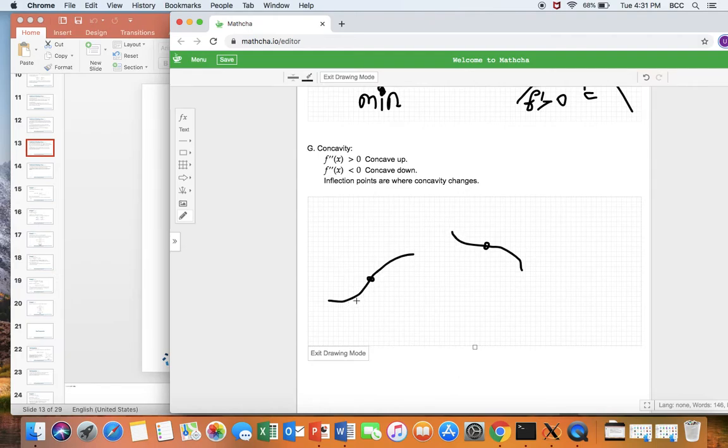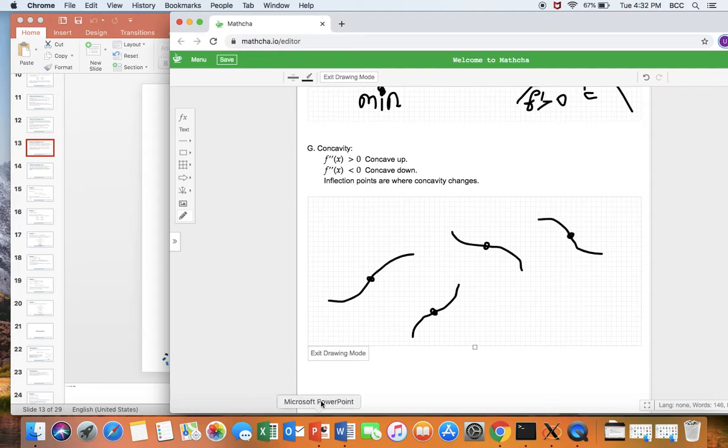Now let's look at an increasing function. So let's start with first concave down and then up. So this is an example of an inflection point. Increasing with concave down first, and then up. So here is another inflection point.